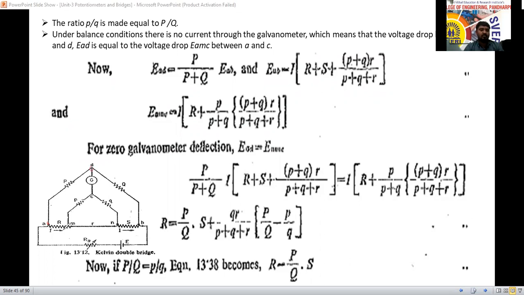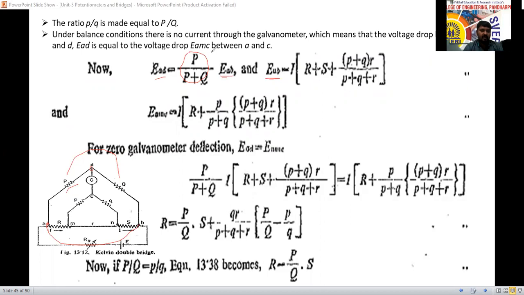Under this balance condition, what will happen? This is one parallel branch we are going to consider. On that condition, EAD equals P divided by P plus Q, whatever formula we have received by the current formula, then we have substituted the I1 value. So that is P divided by P plus Q into EAB, where A to B we are going to consider, the voltage drop across this one. This equals EAD equals P by Q into EAB, that one. So EAB we can write here now.